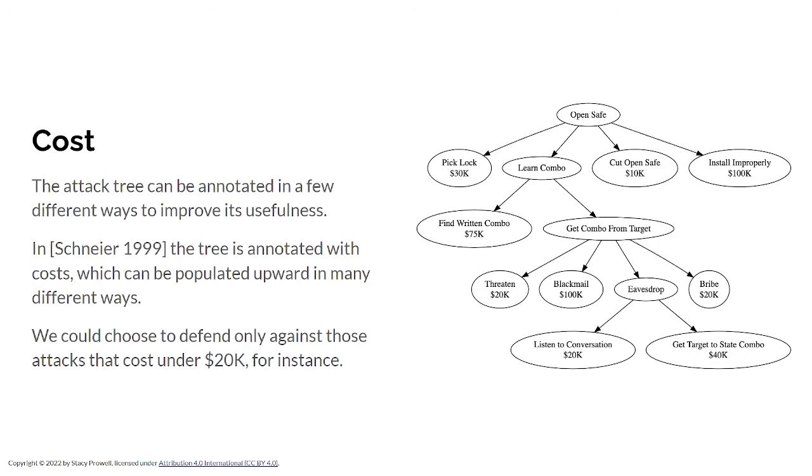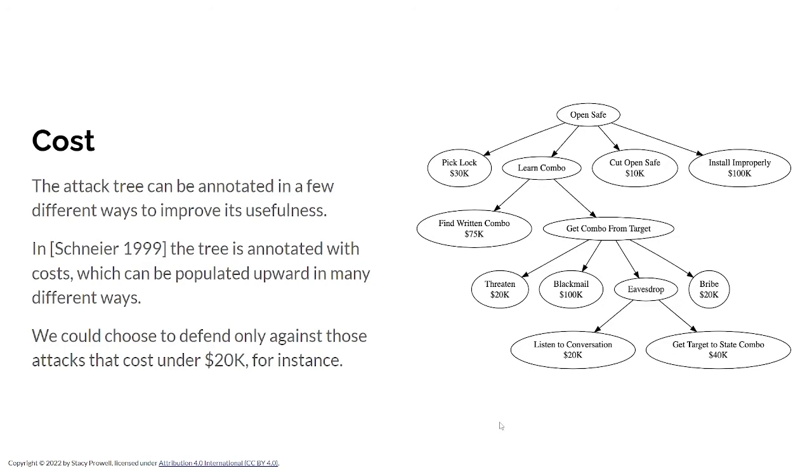The attack tree can be annotated in a few different ways to change and maybe improve its usefulness. How much does it cost to cut the safe open? I think that's a lowball number. Let's say 10K. How much does it cost to pick the lock? Well, okay, 30K. Maybe you got to take a lock picking class. Maybe I got to hire a private investigator to root around in their office and find the combo. Maybe I buy some remote gear to listen to their conversation. If I have 100K lying around, maybe that's enough to blackmail them. Maybe 20K is all I need to bribe them. If 20K is all I need to bribe them, why do I even bother picking the lock if that's more expensive? Why do I bother doing this other stuff, right?